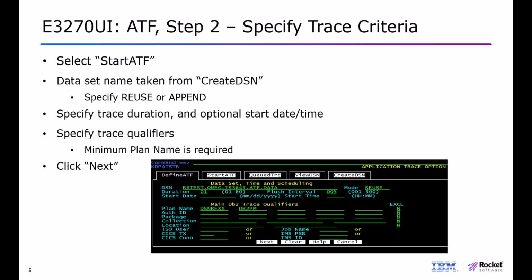And then on the bottom half is where I start specifying my trace qualifiers. So in my example, I've got 2 plans specified, DSN Rex and the DB2 PM plan. Again, whatever criteria makes sense, if it's a specific collection ID or auth ID or package or a CICS transaction, whatever it might be, this is where you want to qualify it to get as specific as possible, to focus in on the application that you're looking to monitor. Once you get all that criteria specified, we're going to click the Next button at the bottom, which is going to take us to the Start Application Trace window.